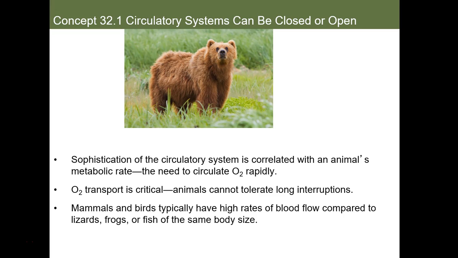Indication of the circulatory system is correlated with an animal's metabolic rate and their need to circulate oxygen rapidly. Oxygen transport is critical as animals cannot tolerate long interruptions without oxygen. Mammals and birds have high rates of blood flow compared to lizards, frogs, and fish, due to mammals having higher metabolic rates.